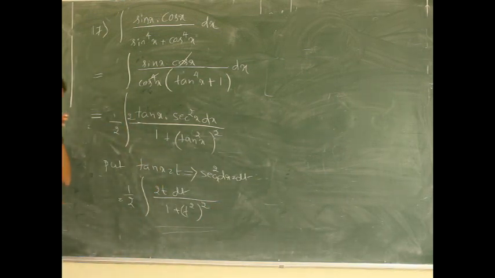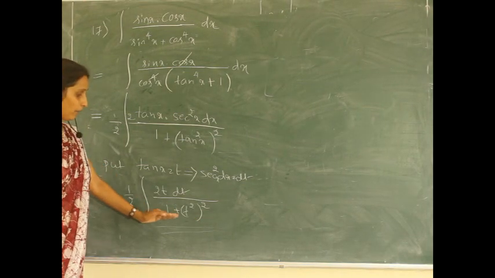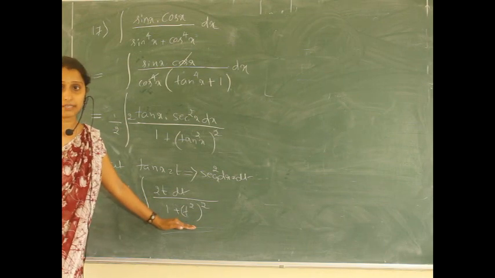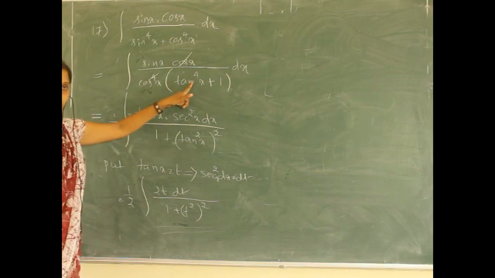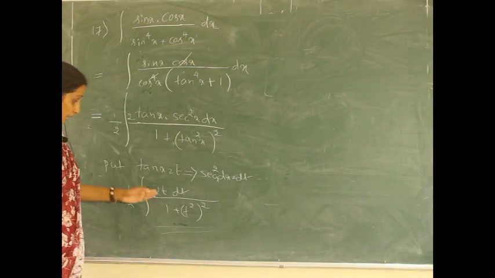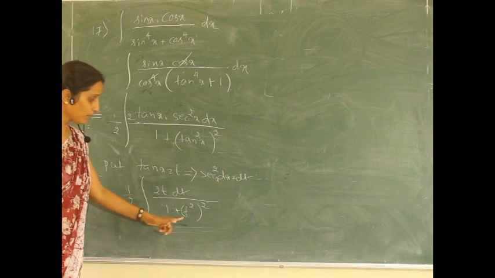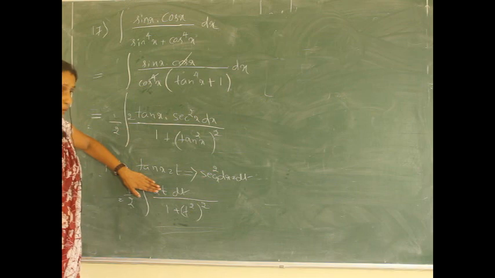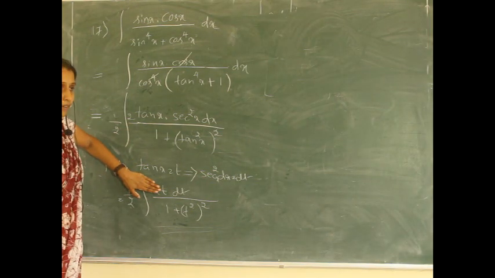So now you can see, we know that the integral of 1 by 1 plus t square is tan inverse t. But here it is not just 1 plus t square, it is 1 plus t square whole square. Why I have multiplied and divided by 2 is to get t square, and the derivative of t square should be 2t in the numerator. If there is no 2 in the numerator, then it is just t, so we don't have any formula for that.